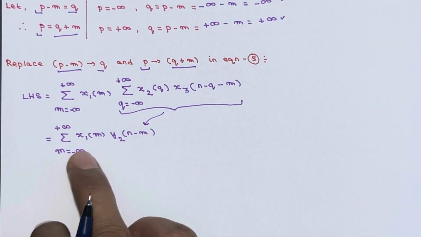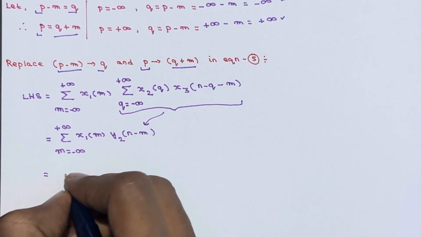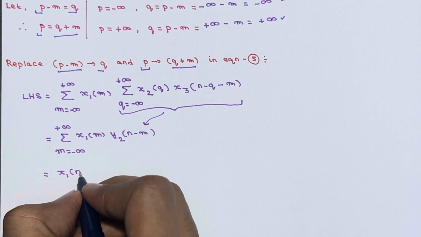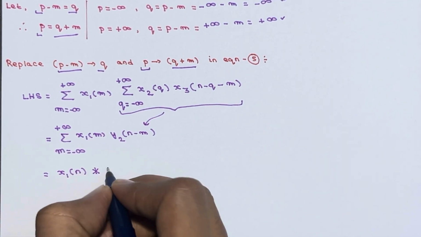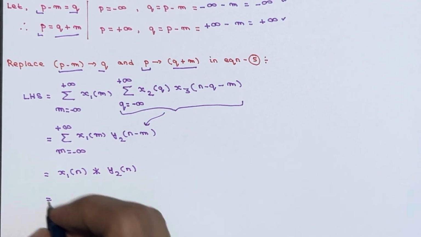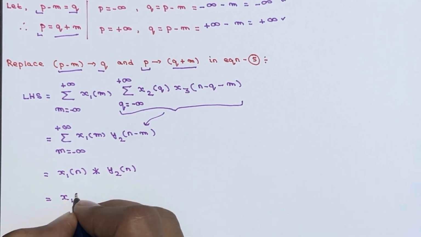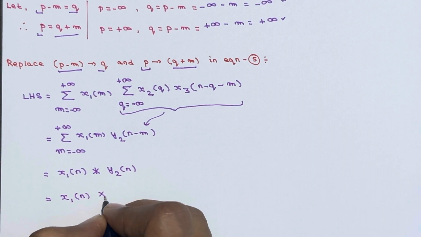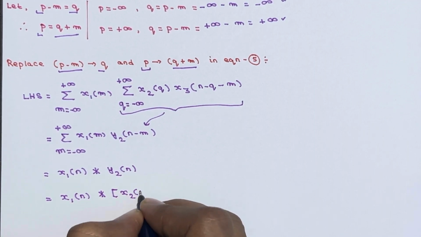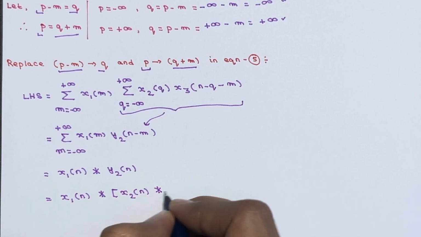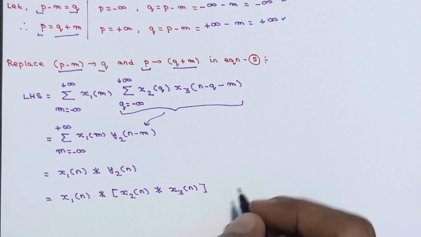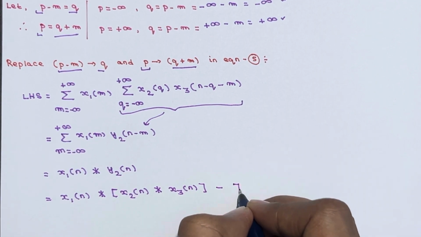Now if you observe this, what is this? Nothing. This is basically the convolution of x1 of n and y2 of n, and we already know about y2 of n. So this will be this, and y2 of n is basically the convolution of x2 of n and x3 of n. This is equation number 7. Let's say 7.